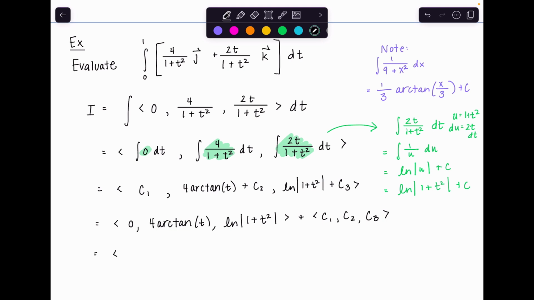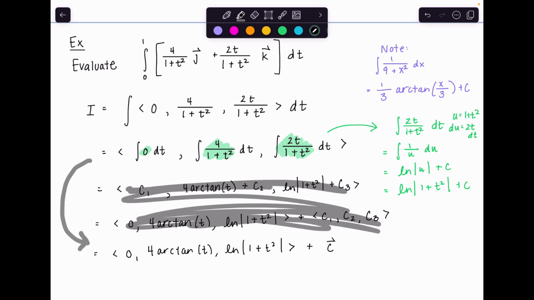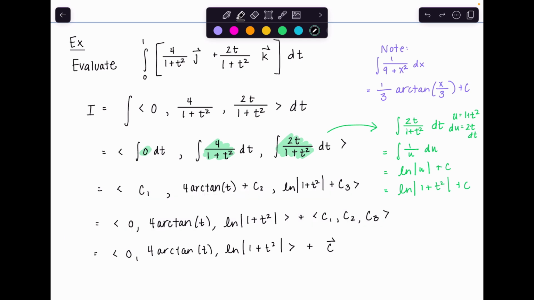Or really, immediately what you can say is 0, 4 arctan of t, ln of 1 plus t squared, and then you're adding a constant vector at the end. So again, at this point, you can ignore both of these and just jump immediately down. Integral of 0 is 0, integral of 4 over 1 plus t squared is 4 arctangent of t, and the last one is natural log of 1 plus t squared. And then because it was an indefinite integral, we just add a constant vector. Okay. So that would be how you go about an indefinite integral.